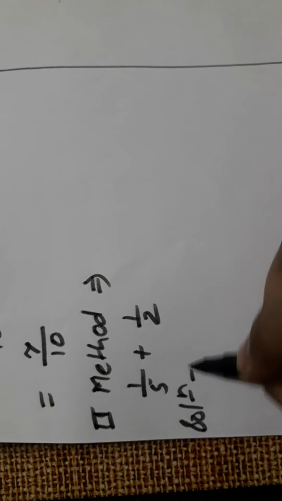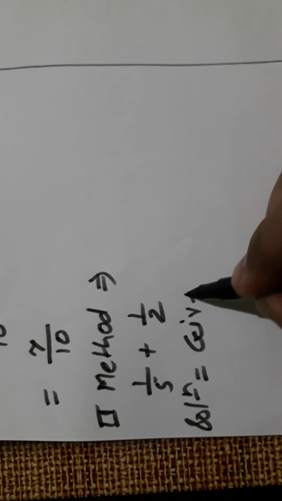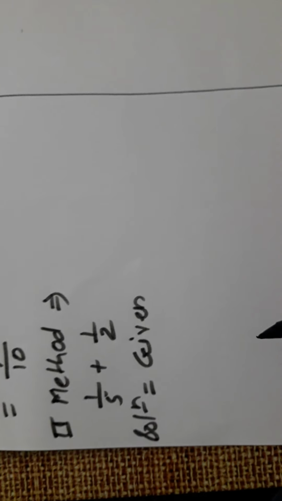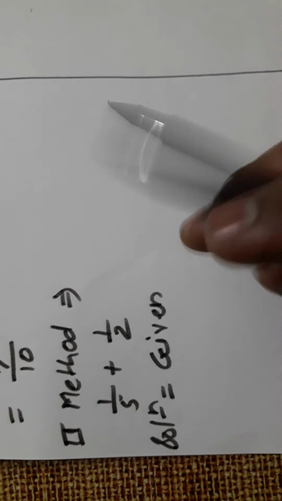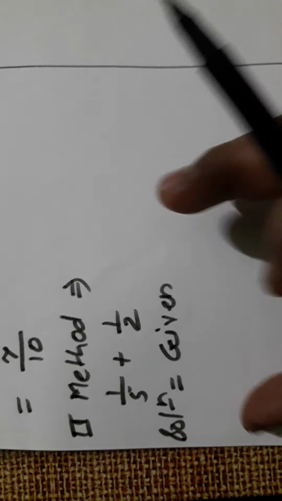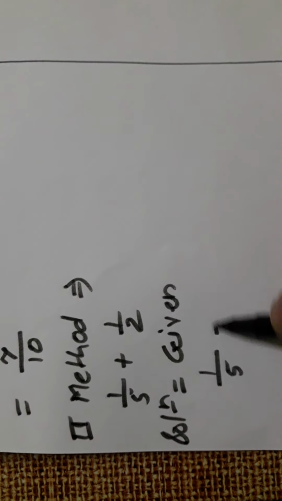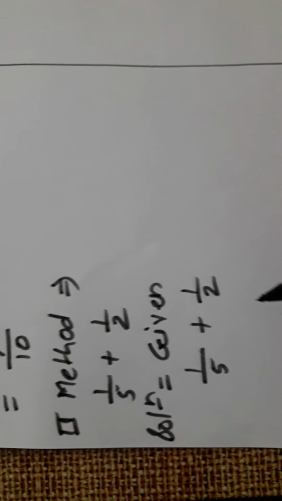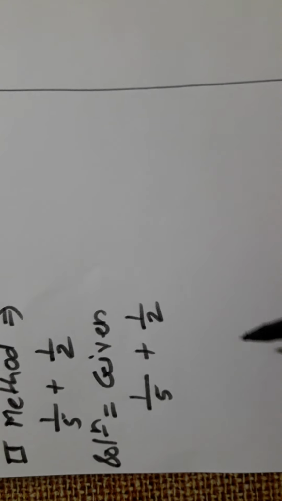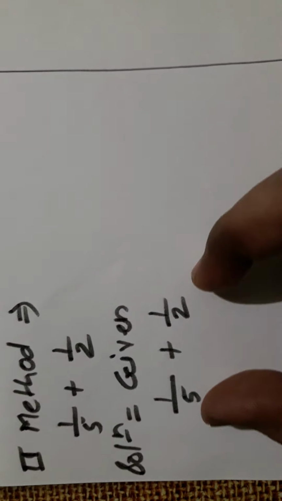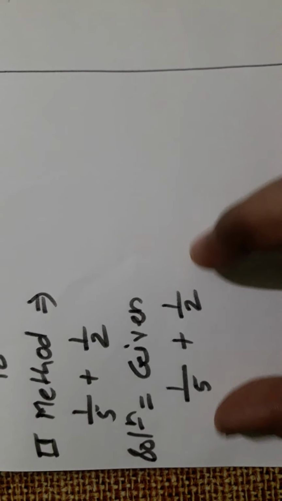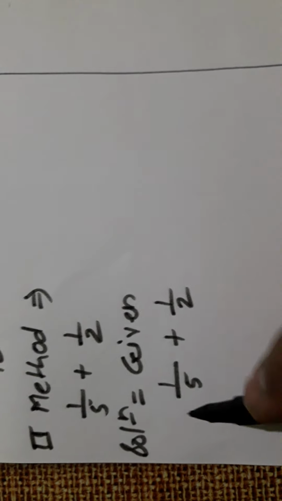Once again, the solution is given. Now I am going to show you how to find it by using the LCM method. Listen here, what to do. What is given? 1 upon 5 plus 1 upon 2. To find the LCM, we have to consider the denominators.